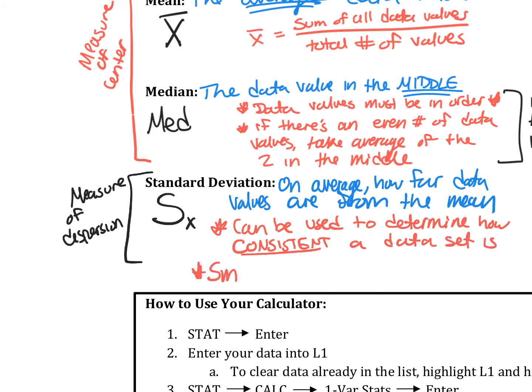A smaller standard deviation means more consistency, because that means your data values are closer to the mean. The larger the standard deviation, the more spread out your data is, because the further on average your values are from the mean, which means it's less consistent.